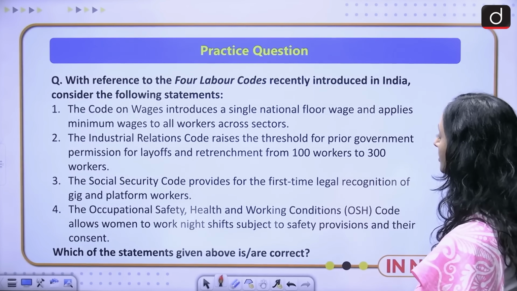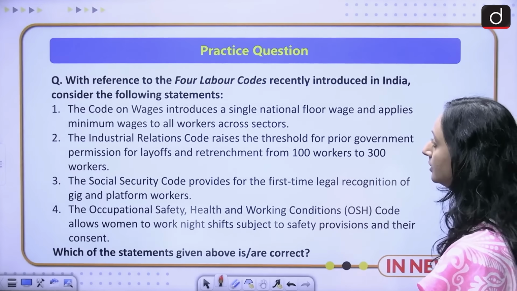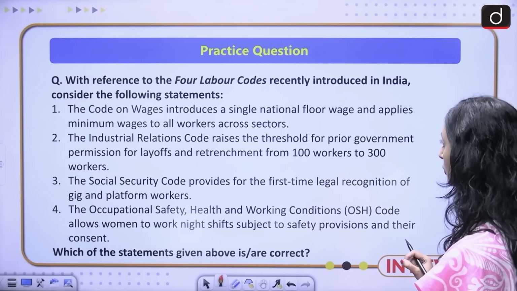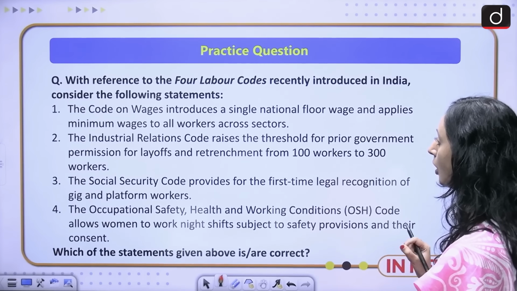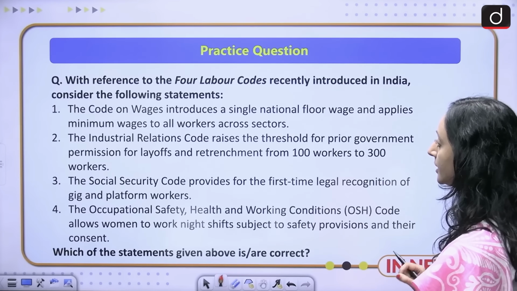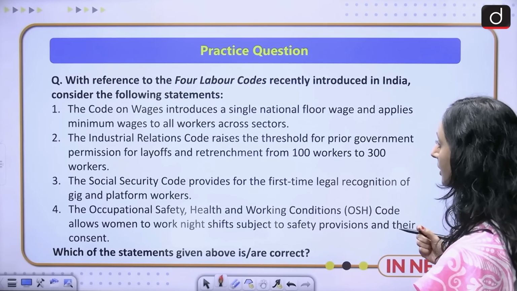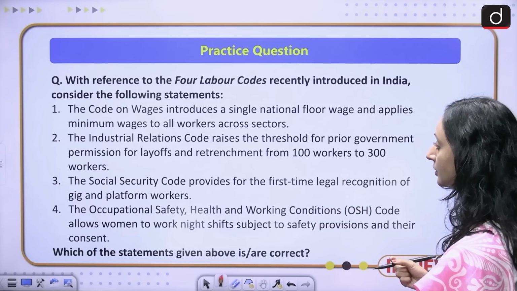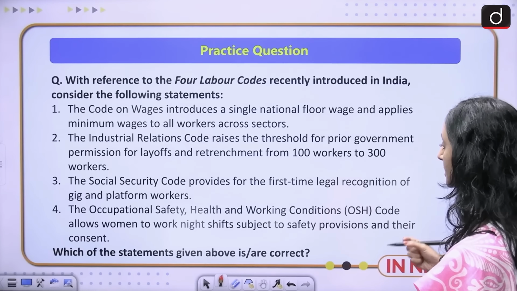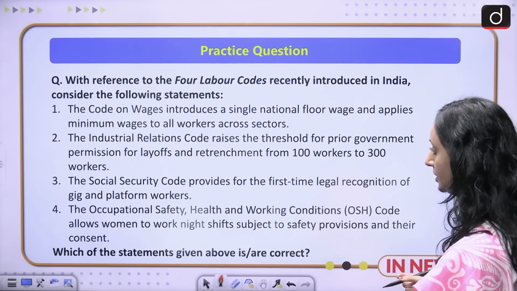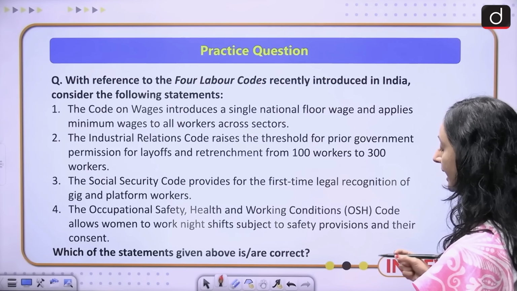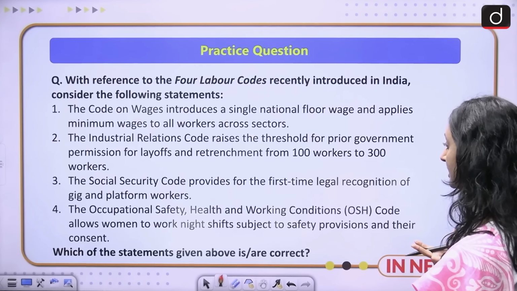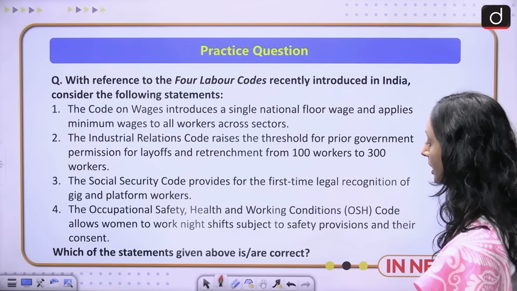With reference to the 4 labor codes recently introduced in India, consider the following statements. 1. The Code on Wages introduces a single national floor wage and applies minimum wage to all workers across sectors. 2. The Industrial Relations Code raises the threshold for prior government permission for layoffs and retrenchment from 100 workers to 300 workers. 3. The Social Security Code provides for the first time legal recognition of gig and platform workers. 4. The Occupational Safety, Health and Working Conditions Code allows women to work night shifts subject to safety provisions and their consent. Which of the statements given above is or are correct?